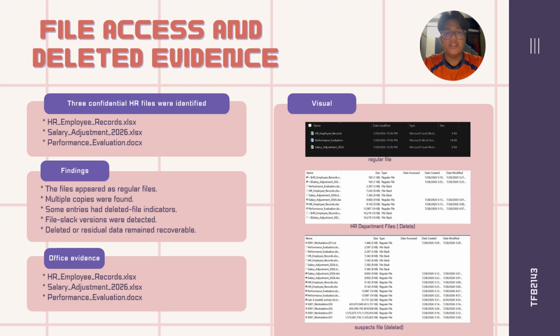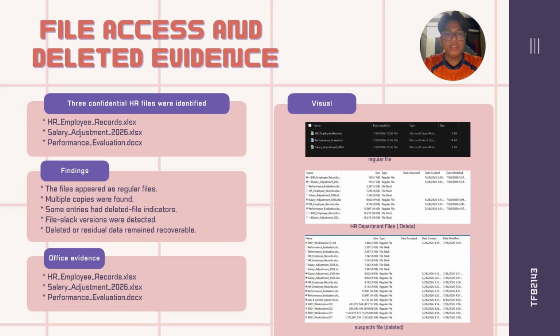During the forensic analysis using Autopsy, we identified 3 confidential HR documents involved in the incident. First, HR employee records. Second, salary adjustment. And third, performance evaluation. The analysis shows that these files appear as regular files within the forensic image. However, multiple copies of these documents were also discovered, including entries marked as deleted files. Besides deleted file records, file slack evidence was also detected.